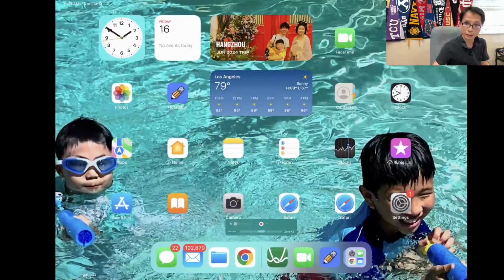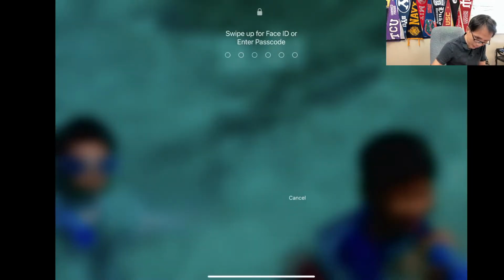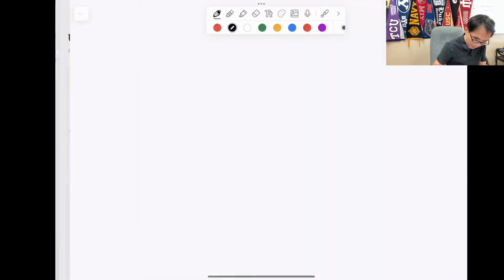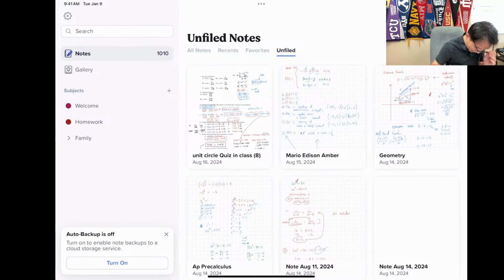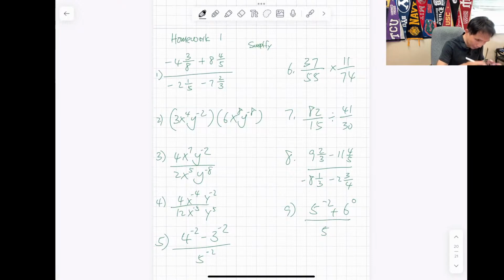All right, so exponent rules we already talked about last time. What are they? We talked about the third rules. This unit circle, we're going to do that this year. AP Pre-Calculus, there you go. Okay, so this is all the homework that we post.